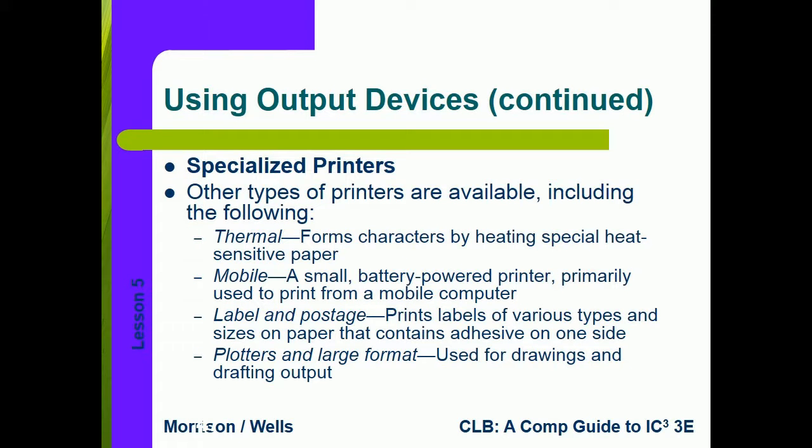Using output devices, continued. 47. Specialized printers. Other types of printers are available, including the following. Thermal, forms characters by heating special heat-sensitive paper. Mobile, a small, battery-powered printer, primarily used to print from a mobile computer. Label and postage, prints labels of various types and sizes on paper that contains adhesive on one side. Plotters and large format, used for drawings and drafting output.